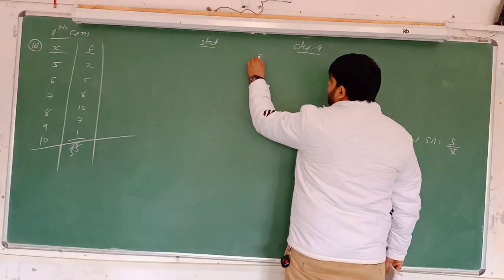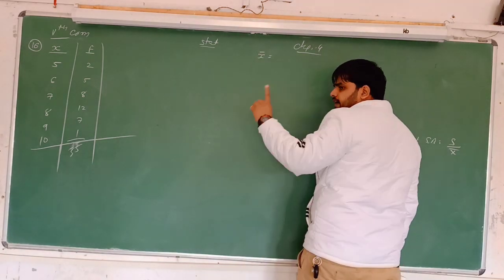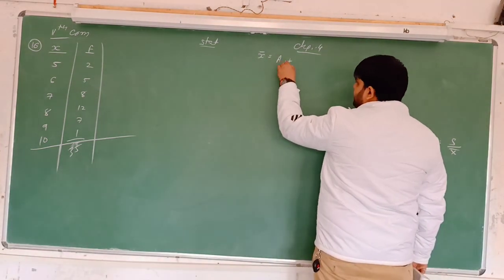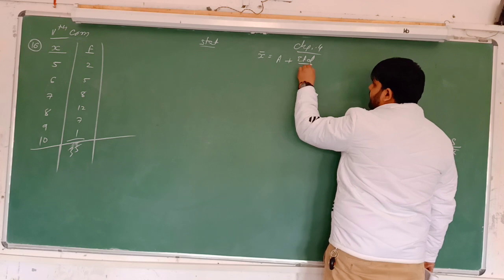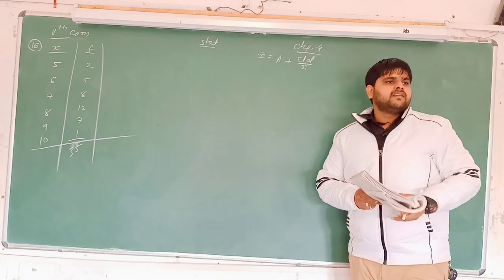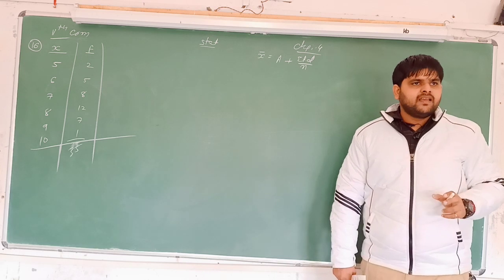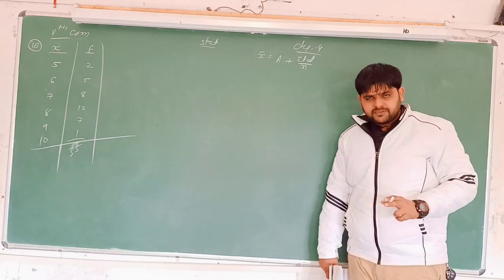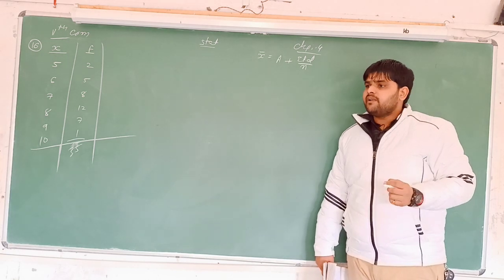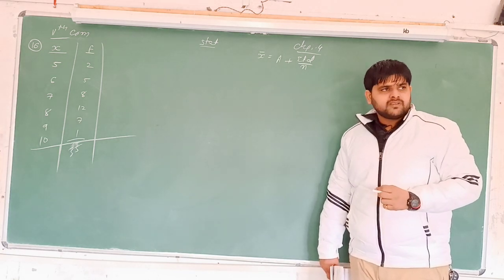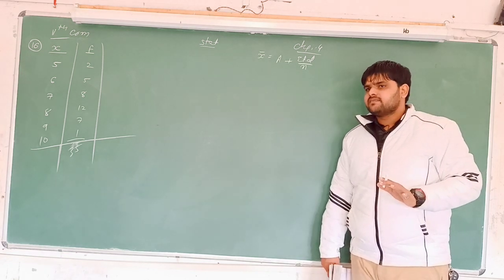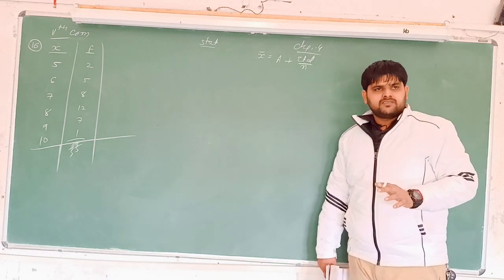So here, what is X bar? We have to find it by the shortcut method. So A plus sigma FD upon N. So this is your mean. Again, I request you to refer to chapter number 3, because all the formulas that we have to use are already discussed in chapter number 3. Okay? So let us start.